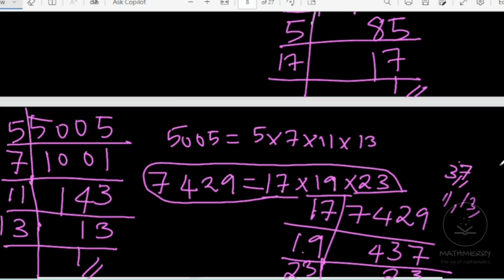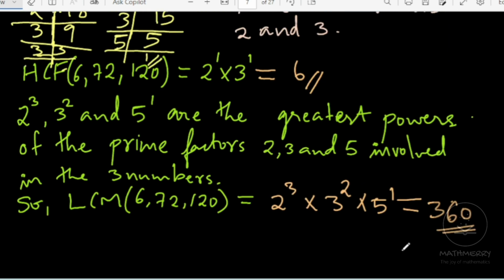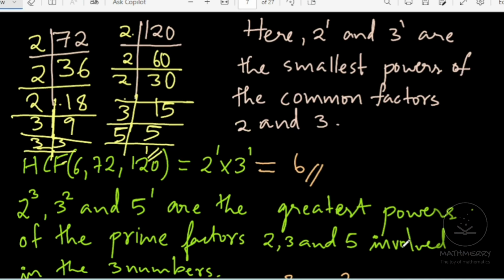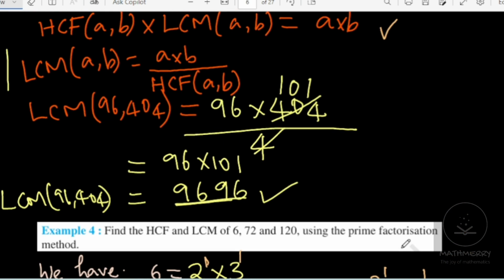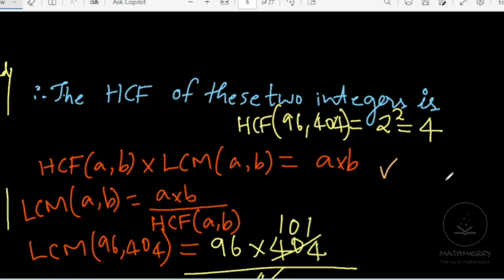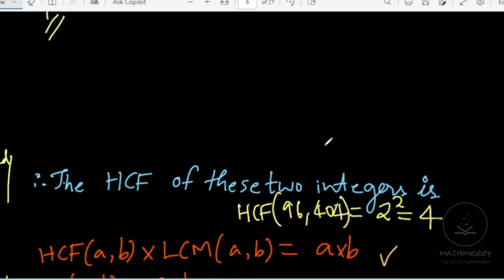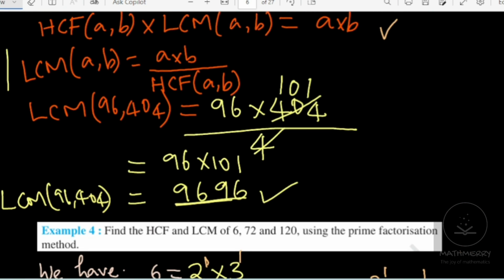Okay, that's about today's class. So we have seen how to do the prime factorization, and also we have seen how to find the HCF and LCM by prime factorization. And also if there are only two numbers, we can use this formula to find out the HCF or LCM when one of the HCF or LCM is given. So that's about today's class. We will see about the next problems in the next class.